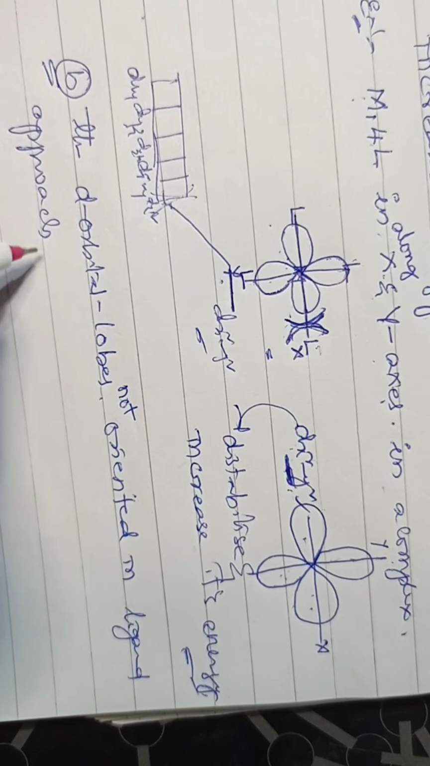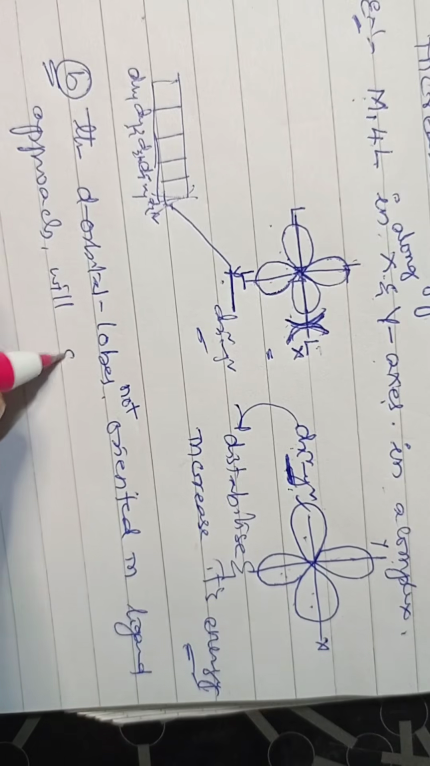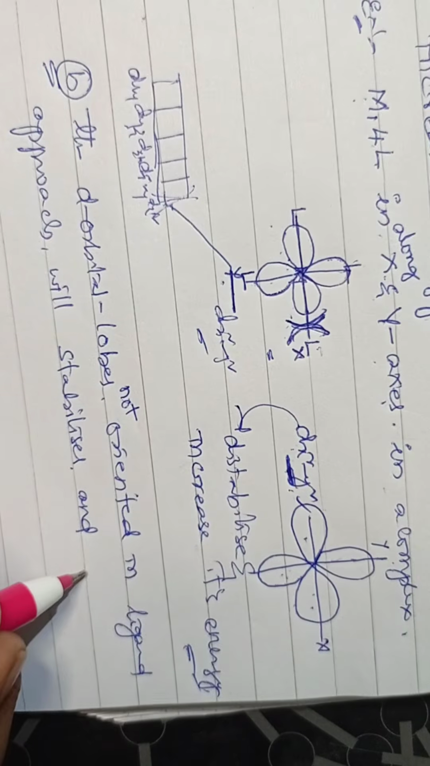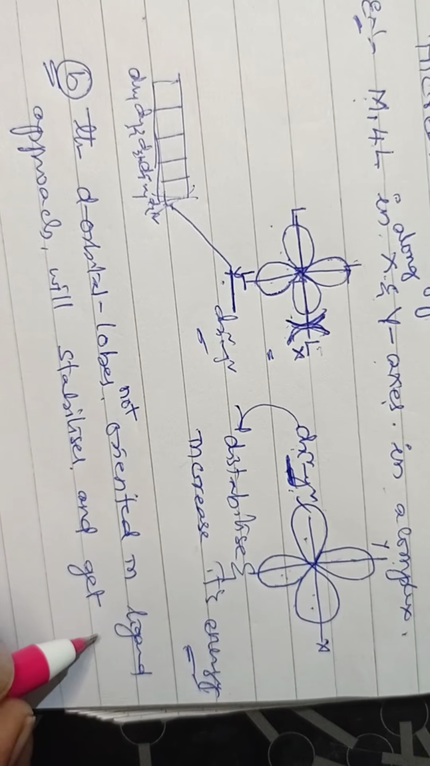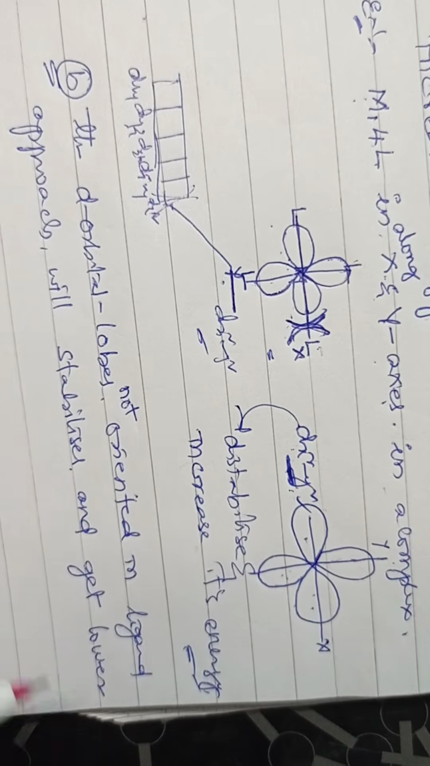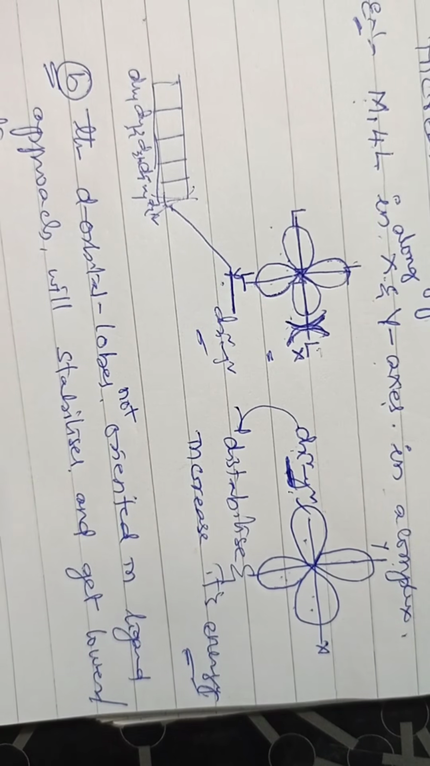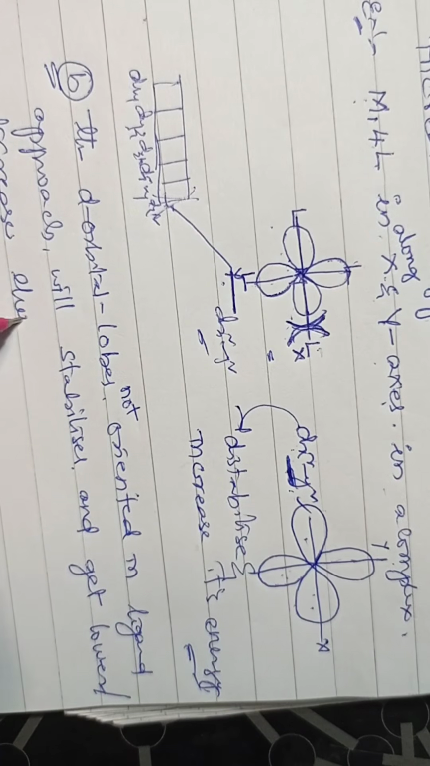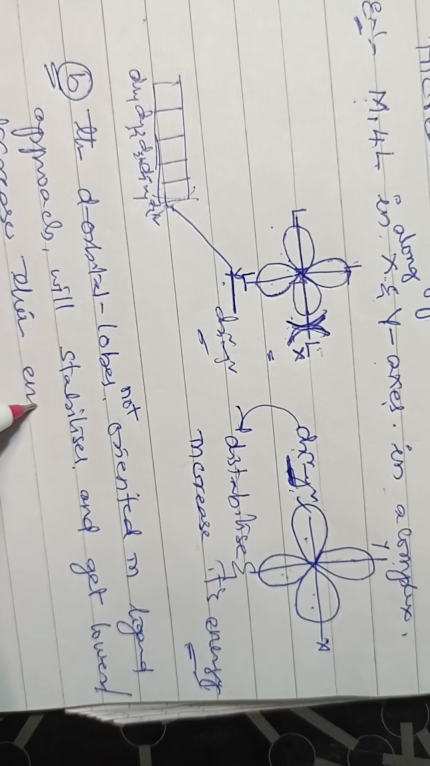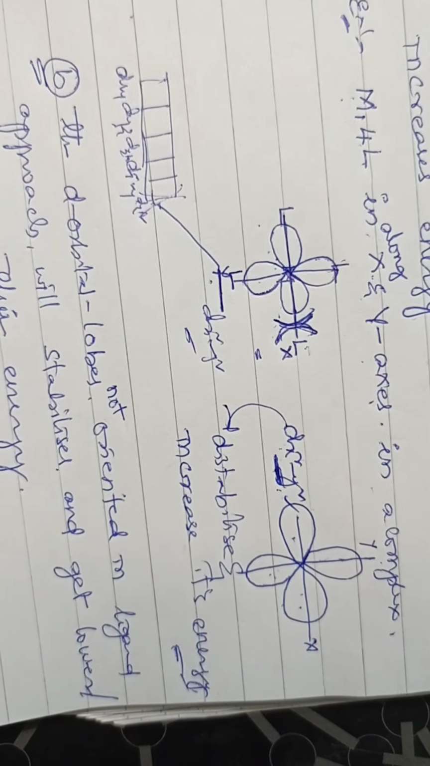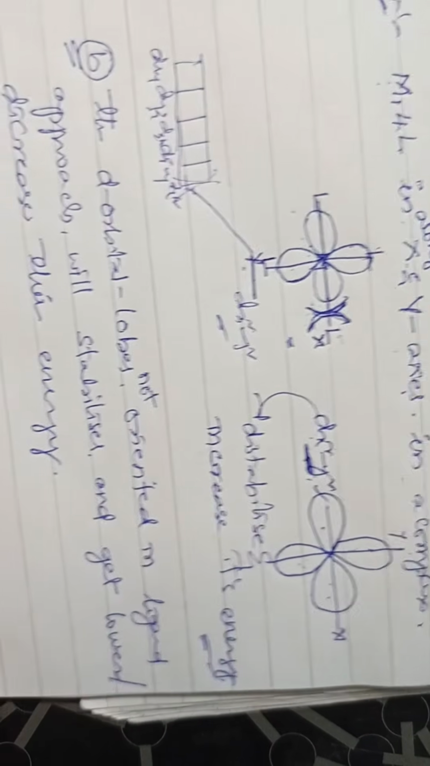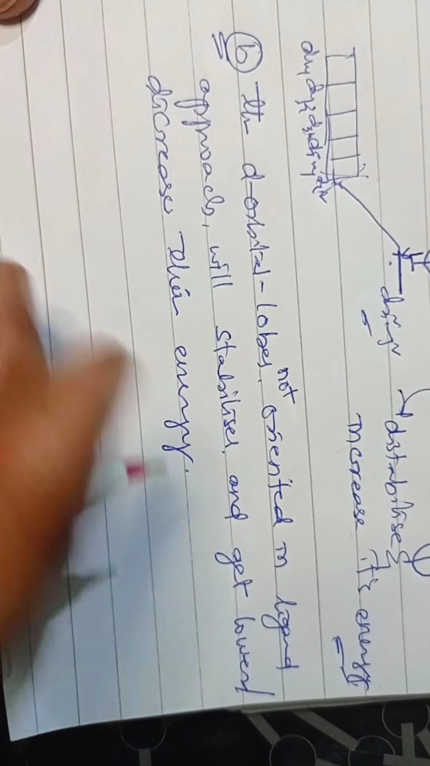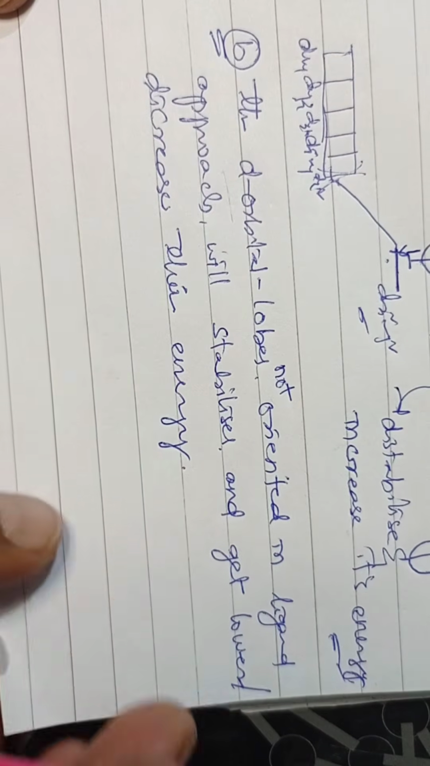Ligand approach will stabilize and get lower or decreases their energy. Decreases their energy, right? Isn't it? They decrease their energy when the ligand approaches away from certain d orbitals, right?